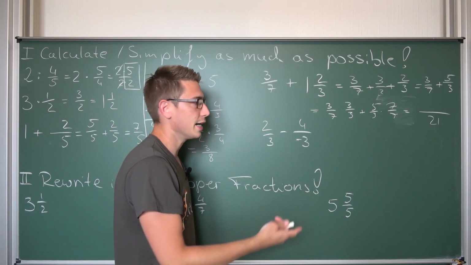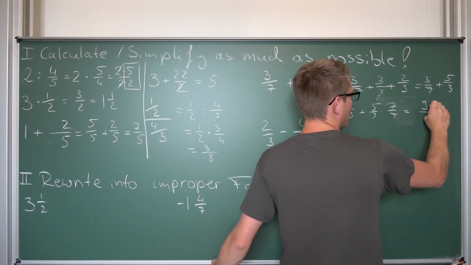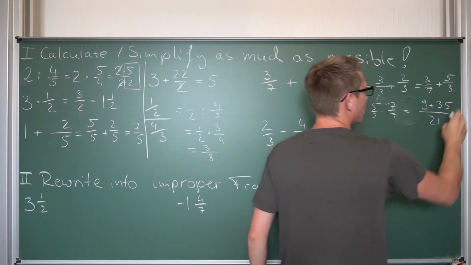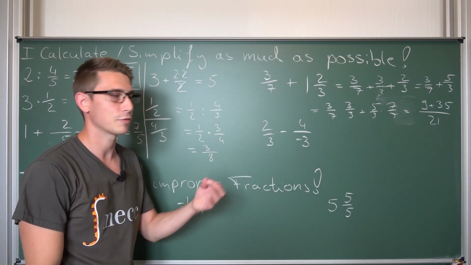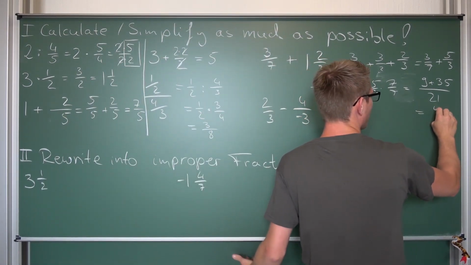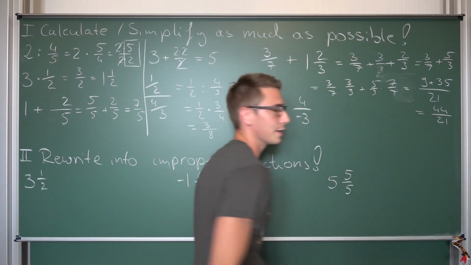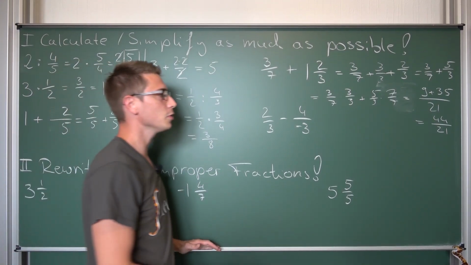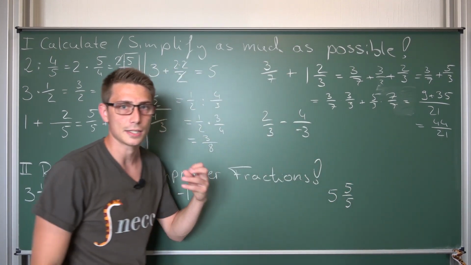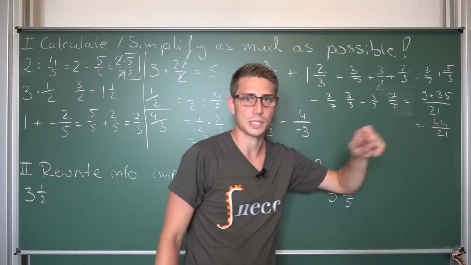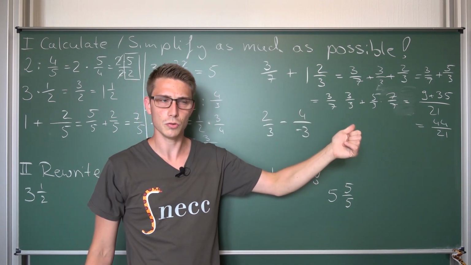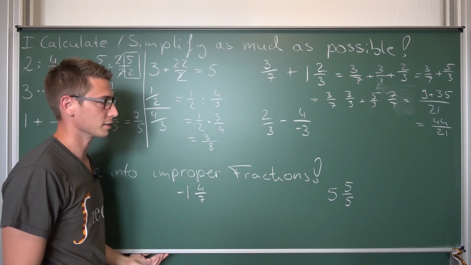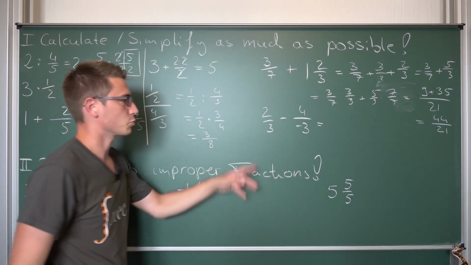And 3 times 3 is 9. Plus 7 times 5 is going to give us 35. And overall 9 plus 35 is nothing but 44. Leaving us overall with 44 over 21. And this is already a completely reduced fraction. This fraction is irreducible because 21, its prime factorization is 3 times 7, and 44 is an even number, so 2 times 22, and 22 is 2 times 11, so they don't share any common factors, and thus we are done. Now, what about this next one?